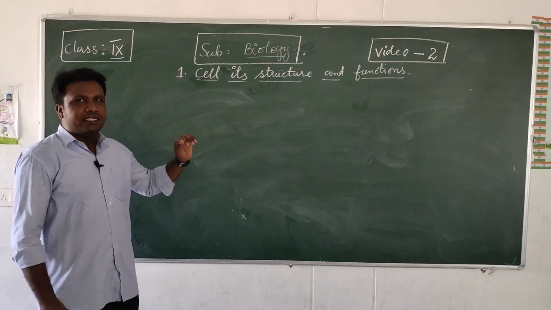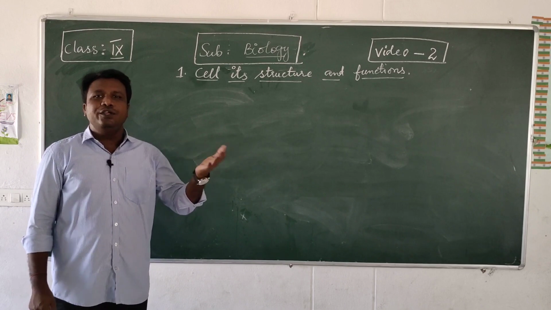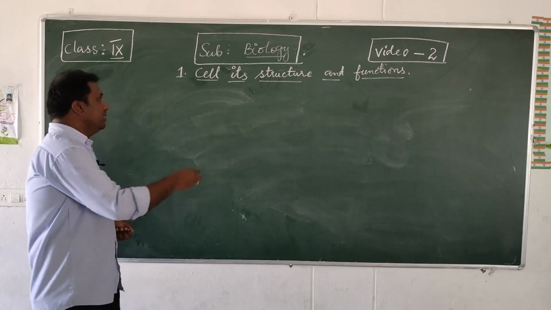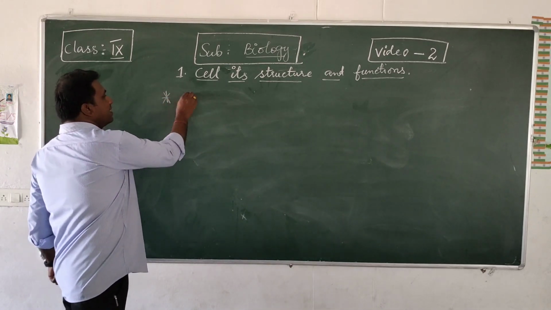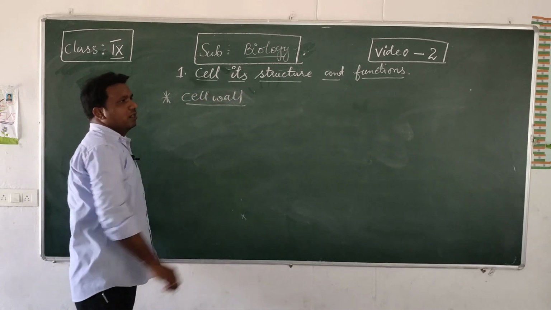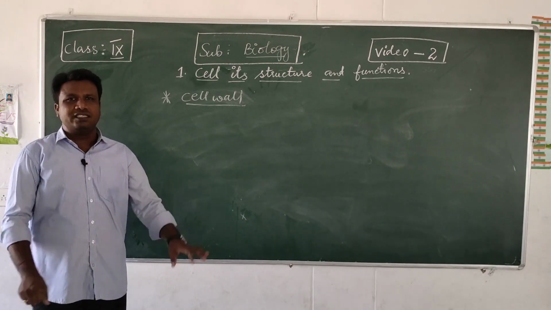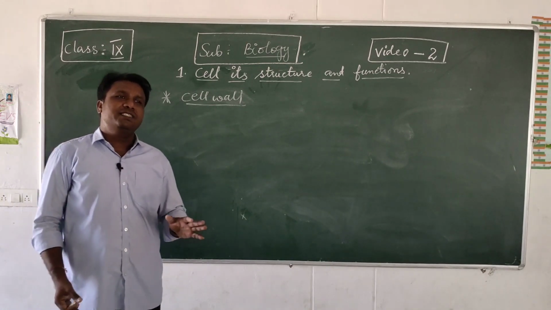So we have completed what are the important features of the cell membrane. Now we are going to see another important layer, that is called the cell wall. Cell wall. So what does cell wall mean? What is the meaning of cell wall, and what is the difference between it and the cell membrane?